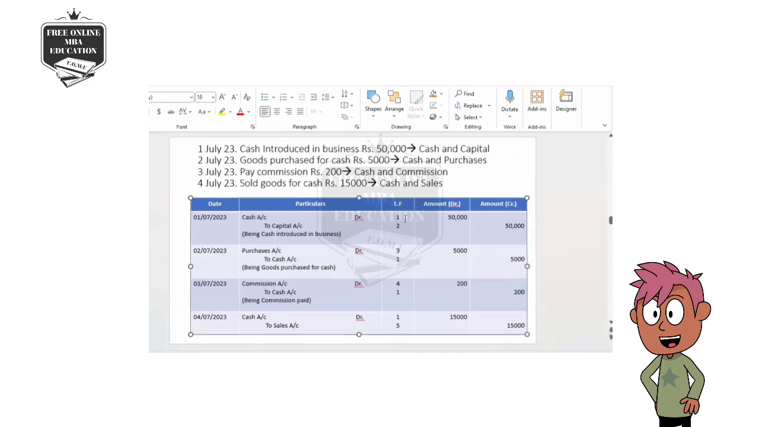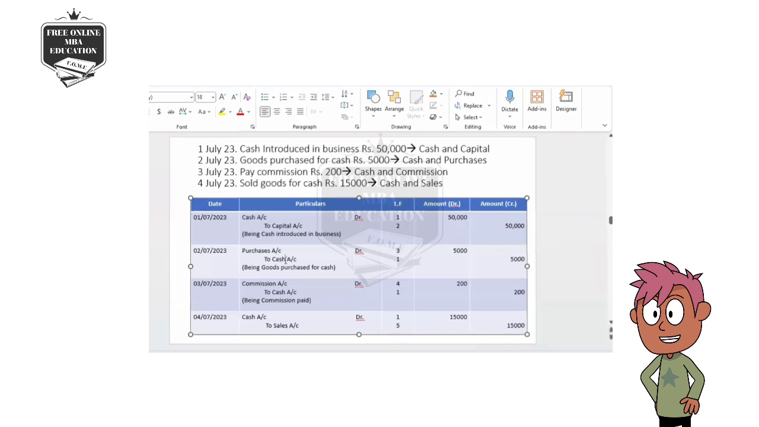Remember the rule for ledger folio: whatever comes first, here the cash is 1, so I'll mark it as 1. Capital is at the second number, so I'll mark 2 here. Purchase comes for the very first time here, nowhere above in the transaction, so I'm marking purchase as 3.